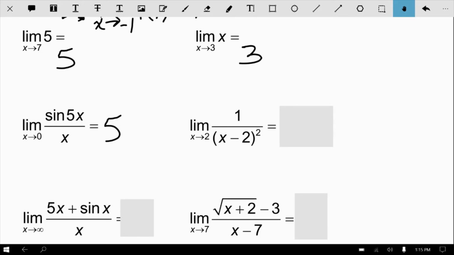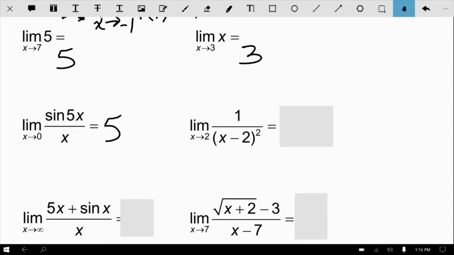It's actually undefined at 0 because you get 0 over 0. We've got a hole in the graph, but it's approaching a value of 5 from both the left and from the right. The other thing is, this is another one of those special cases: the limit as x approaches 0 of sine x over x is 1. This is a special case of that.